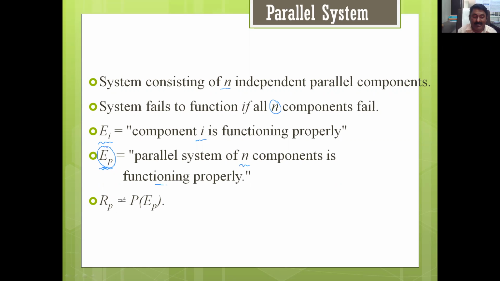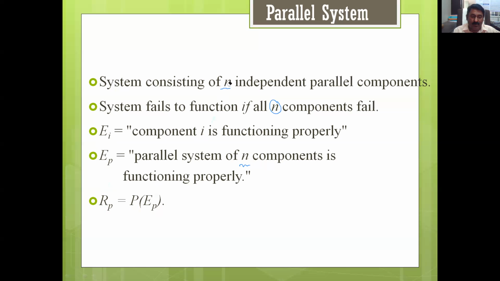Now the reliability of this parallel system is given by the probability of E_P, that the parallel system of n components is functioning properly. Reliability is nothing but the probability that the parallel system is functioning properly, and that gives us the reliability of the parallel system. So these are some of the basics.